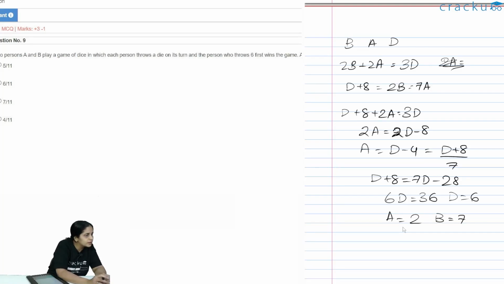A and B play a game of dice in which each person throws it.